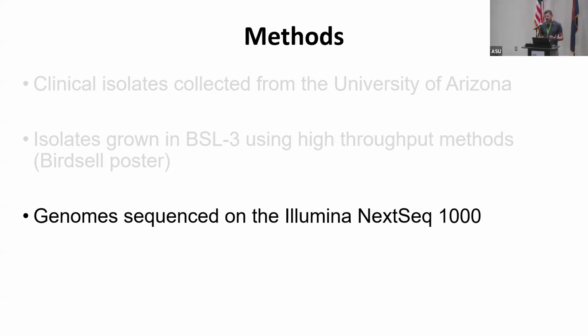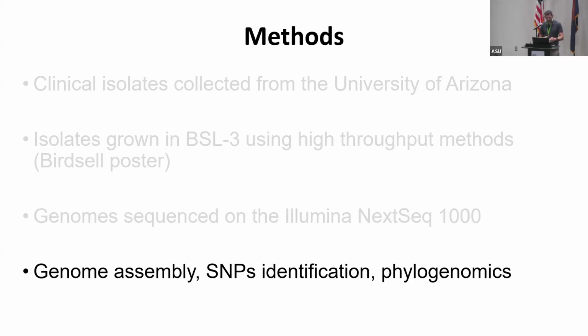We extracted DNA, sequenced these genomes on the Illumina NextSeq 1000. So this platform allows really high quality data, pretty long reads to answer some of our primary research questions. And then we assembled the genomes. We identified SNPs, which we're using here as our unit of currency of evolution. We performed phylogenomics. We annotated the genomes with FunAnnotate. We did some genome comparisons as well.